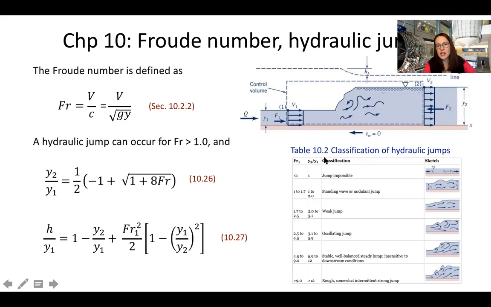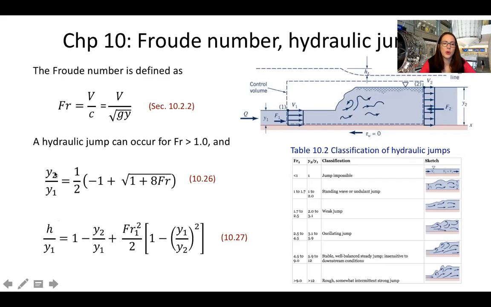So just looking at this classification, for a Froude number less than 1, it's not possible to have a hydraulic jump. And then you see these different categories for different ranges of Froude number. You could have a standing wave, weak jump, oscillating jump, etc., based on your Froude number. If you look at this figure in the top right, upstream of the hydraulic jump, we've got condition 1, and downstream of the jump, we've got condition 2. And the important parameters for a hydraulic jump are the depth upstream, Y1, and downstream, Y2, and the Froude number.